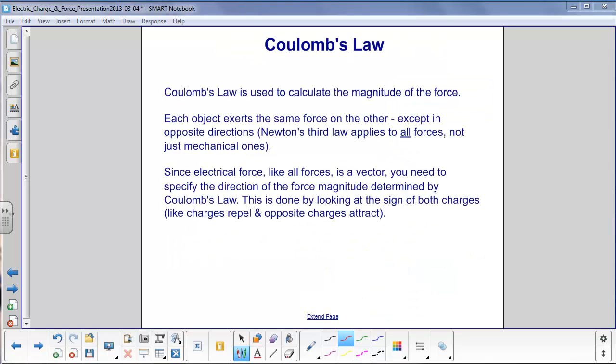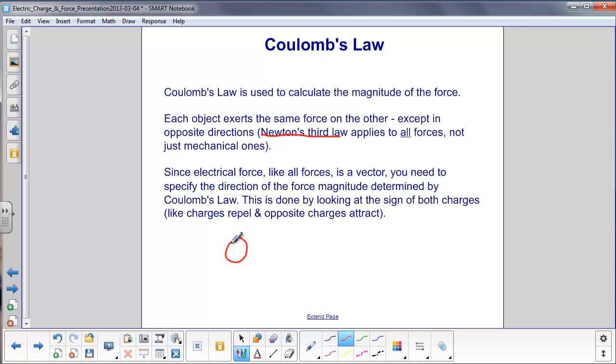Coulomb's law is used to calculate the magnitude of the force. Each charged object exerts the same force on the other one, except in opposite directions. Once again, Newton comes into play. Newton's third law applies to all forces, not just mechanical ones. Since electrical force, like all forces, is a vector, you need to specify the direction of the force magnitude determined by Coulomb's law. And what you have to do there is look at the signs of both charges.